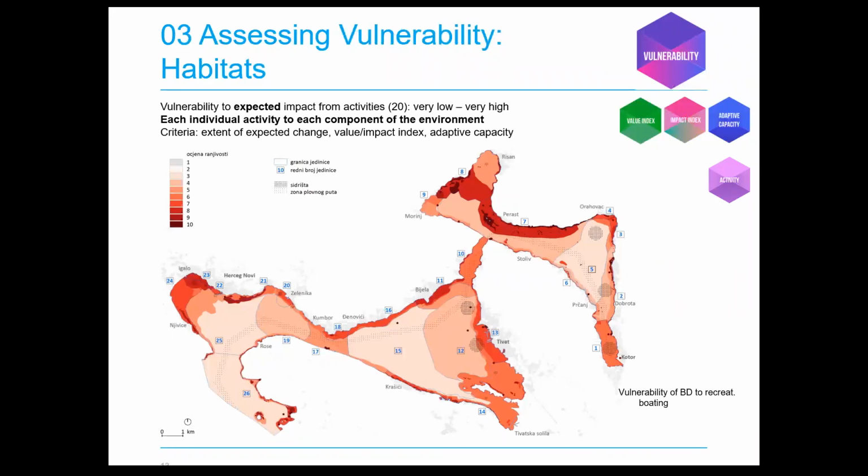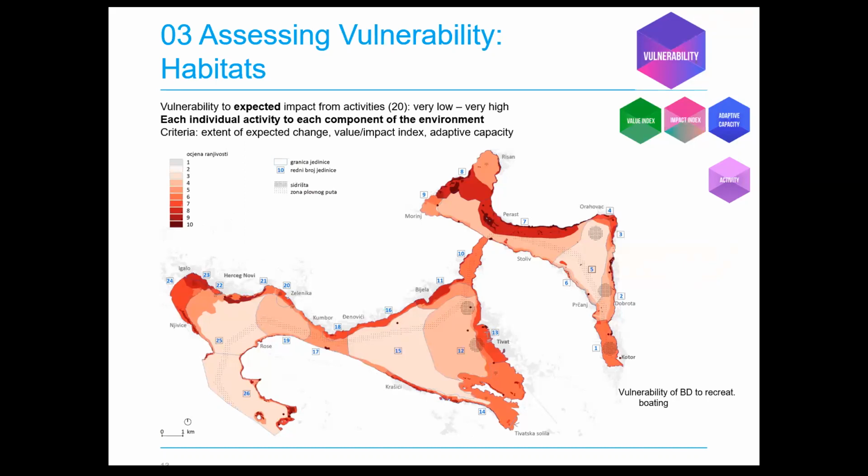So for each component of the environment, like for example the habitat that you can see here, we wanted to see how some future activity, let's say recreational boating here, would actually impact the environment in the future, or how the environment is vulnerable to this activity, taking into consideration the existing value, the existing impact, but also the extent of expected change and the capacity of this environment to adapt to some possible change.